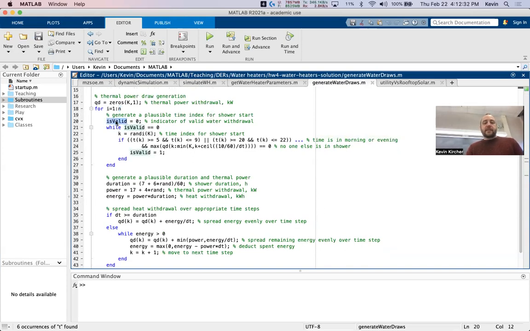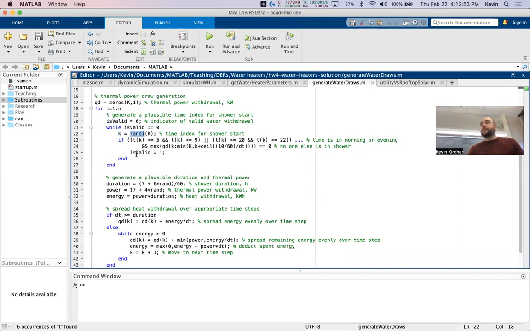So I initialize some indicator that says, is this a valid water draw or not, basically? And that's going to have to do with, does it fall in kind of reasonable times for a shower? So I start at 0, and then I just loop until basically the thing becomes valid. I'm generating a bunch of random things, throwing away the ones that don't work and keeping the ones that do, essentially. Okay. So I start with k rand I.